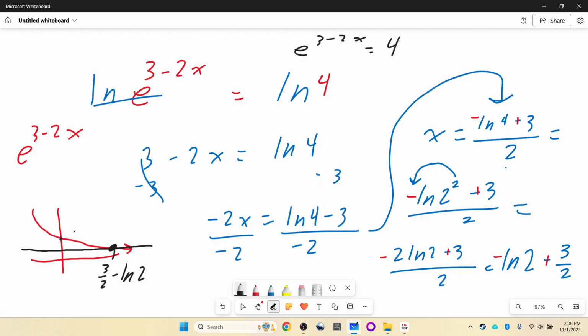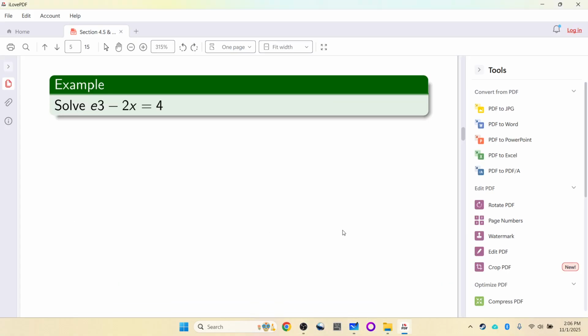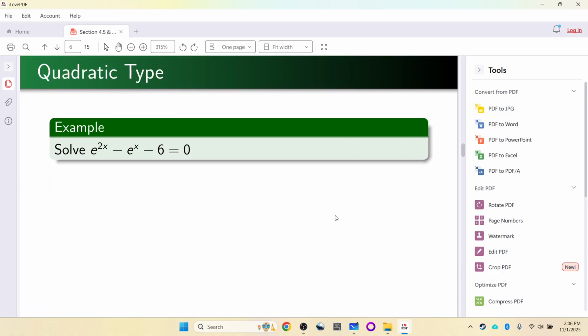Okay. Let's see the next one. Okay, now we're going to do one that's a quadratic type. And you look at this, and you might be a little confused or worried. You see an e to the 2x and e to the x. How do we do that separately? How do we deal with this thing? We got e to the x in two different places.